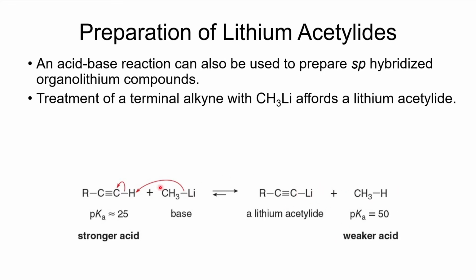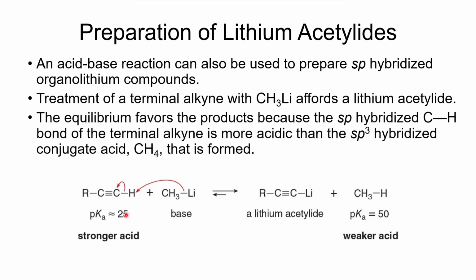The driving force for this is that the methyl lithium is a much stronger base, or you can think of this terminal alkyne as a much stronger acid than the conjugate acid of this base. And so just remember back to when we talked about acids and bases, the equilibrium will lie opposite the side of the stronger acid. And so that's what's happening here.